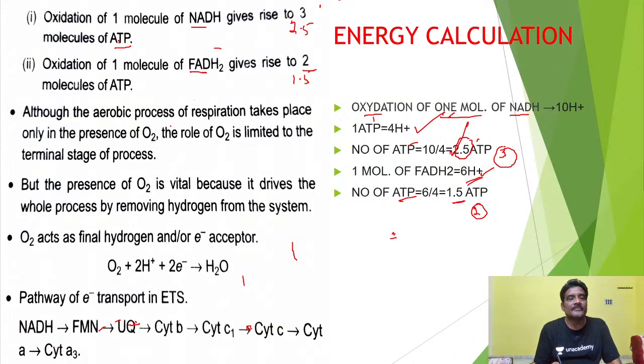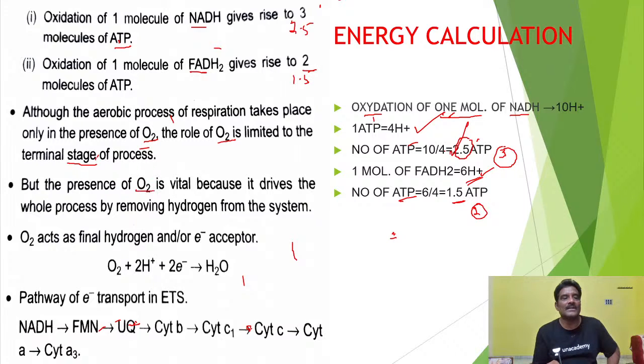Another point: although the aerobic process of respiration takes place only in the presence of oxygen, the role of oxygen is limited to the terminal stage, only the last stage of aerobic respiration. Am I correct or not? Oxygen is very important, without which aerobic respiration will not take place, but oxygen is utilized in the last step. I already showed in the flow chart how oxygen combines with the electrons and protons. Some of the protons and electrons react with oxygen and form water molecules. So it is the terminal usage of oxygen.